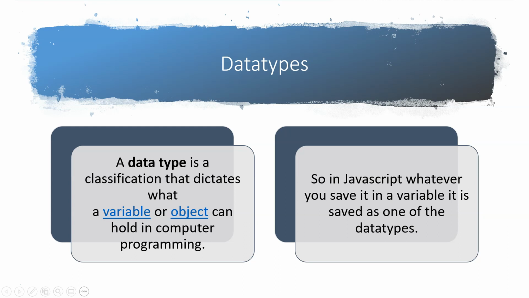Through data types, it is a classification by which you tell the programming language this is the type of variable I'm saving here. In the case of JavaScript, whatever you save in a variable will get interpreted as one of the data types available in JavaScript.